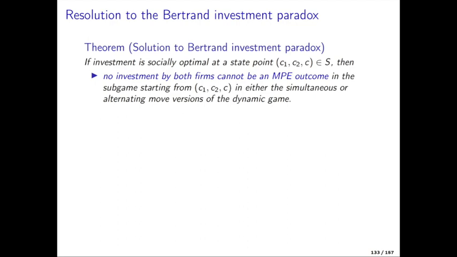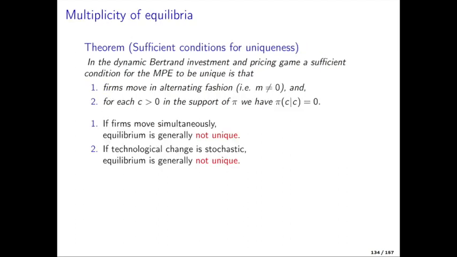So this is really the solution to the Bertrand investment paradox. No investment by both firms cannot be a Markov perfect equilibrium outcome if it's not prohibitively expensive to invest. In other words, if it's socially optimal to invest at any state point, then not investing by either of the firms cannot be an equilibrium outcome. So both firms investing with probability 0 cannot be an equilibrium outcome in the simultaneous move formulation of the game. That's right there the resolution to the Bertrand investment paradox, and that's just not happening.